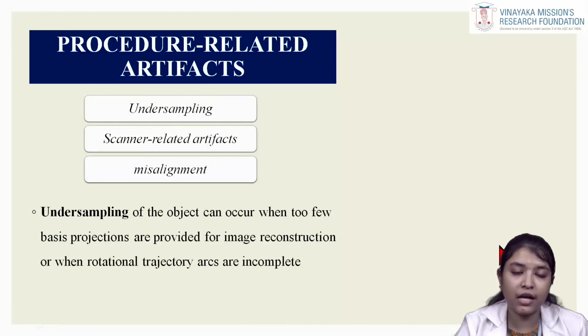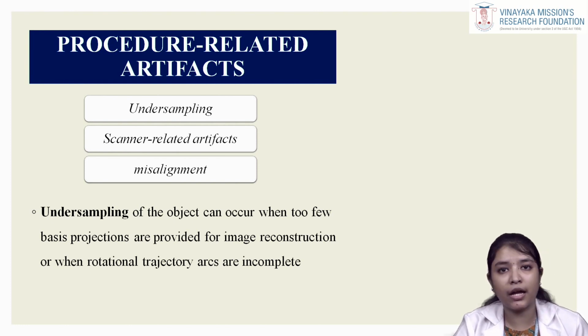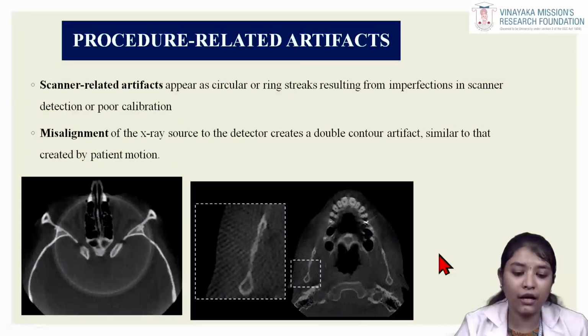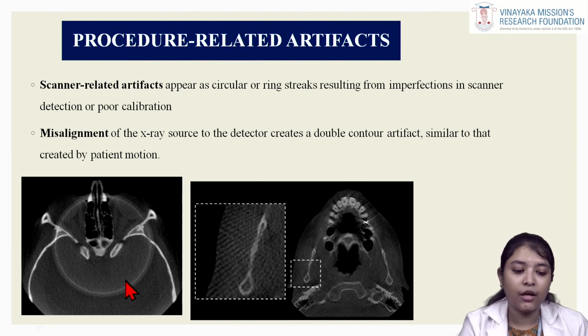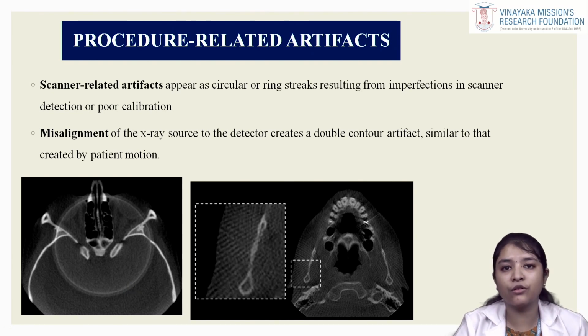Procedure related artifacts: undersampling, scanner related artifacts, misalignment. Undersampling is nothing but when there are too few basic projections for image reconstruction, or when the rotation is incomplete, it produces an undersampling artifact. Scanner related artifacts: if there is any imperfection in the scanner or any poor calibration, it produces a circular or ring streak like artifact. Whereas in misalignment, if the detector or the source is misaligned, it produces a double contour artifact.